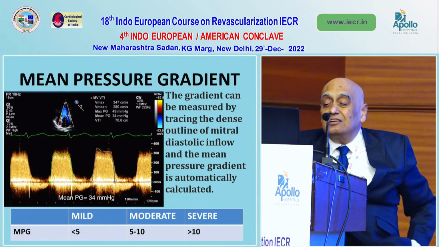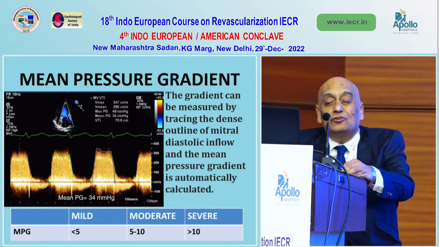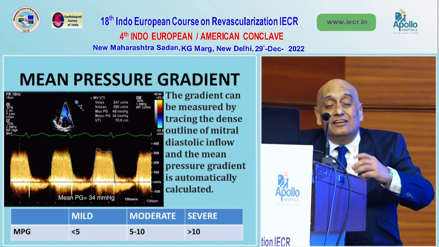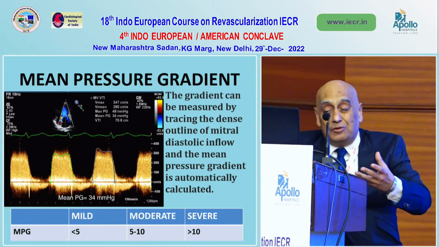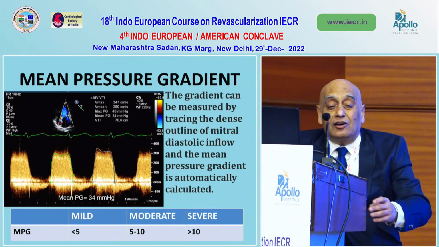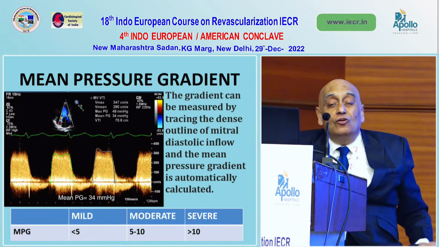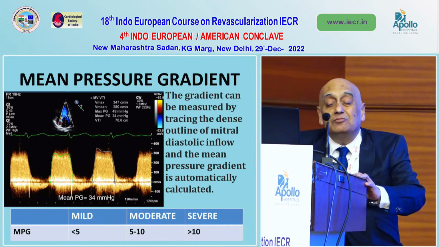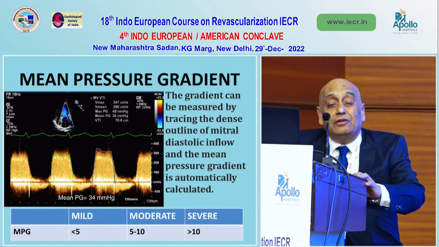But you must understand that these gradients keep changing, and for the same orifice area there could be multiple gradients. Therefore, you have to see what the hemodynamics are. If the cardiac output is very low, then the mean pressure gradients will be very low, although the mitral stenosis is tight. Similarly, these mean pressure gradients will be very high if the patient has a high cardiac output state.